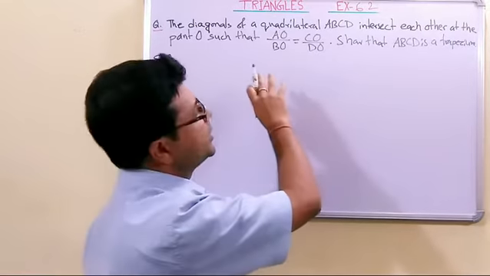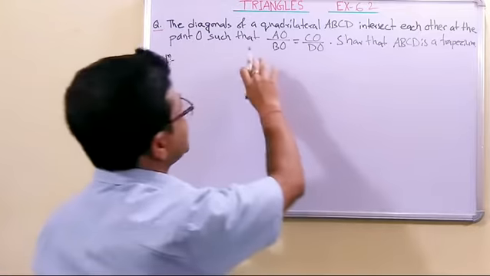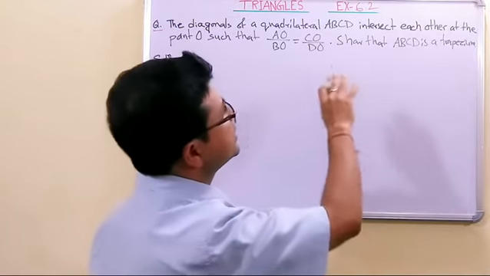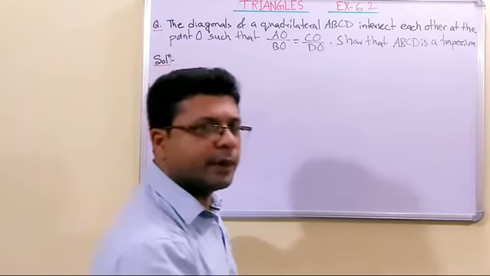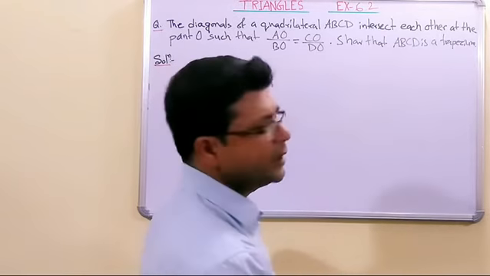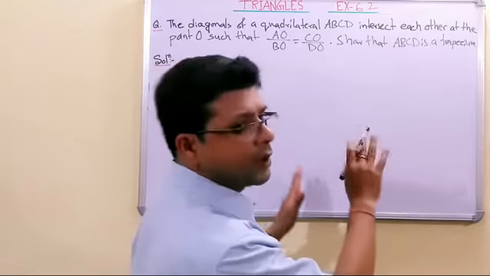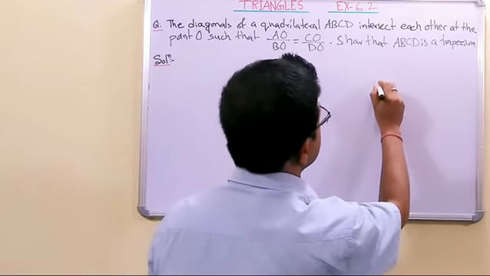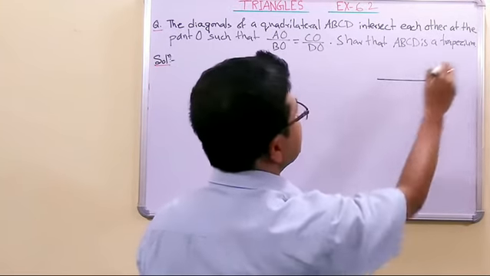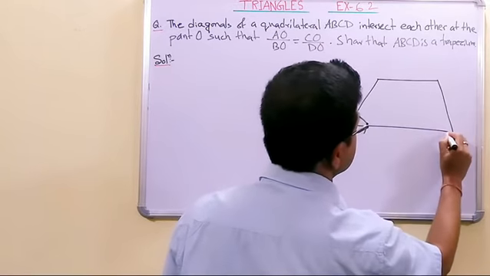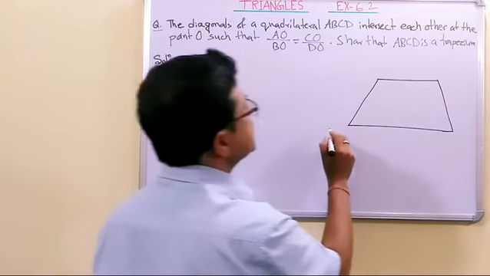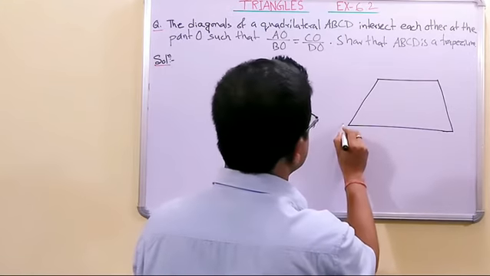Understood? Here we have got a very interesting question. The diagonals of a quadrilateral ABCD intersect each other at the point O such that AO by BO equal to CO by DO, show that ABCD is a trapezium. So before solving, let us draw the quadrilateral. As ultimately it will be a trapezium, so let us draw the shape of a trapezium so that it will be very easier for us to prove it.